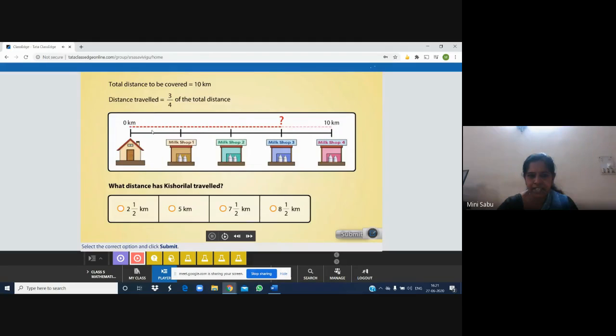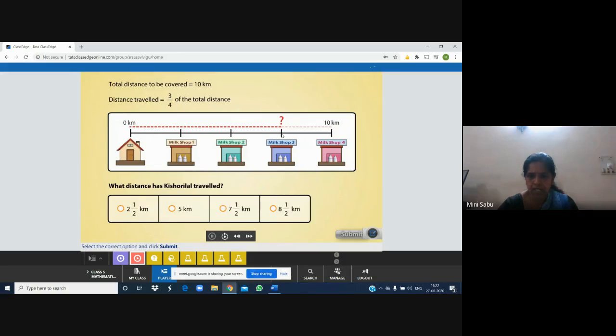Okay, children, I have already discussed this and told you the answer also. The total distance to be covered is 10 kilometer, and the distance from 0 kilometer to this point is 3/4 of the total distance. Now we have learned how to find 3/4 of the total distance. But it is a very simple question, so we can understand directly from the picture also. From here to this point, it is 1/4. From this point to this point, it is half. From this point to this point is till milk shop number 3. It is 3/4.